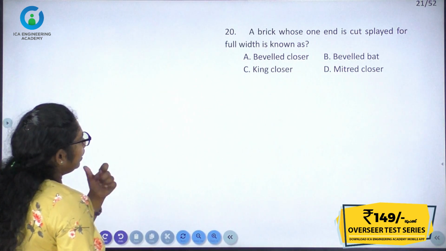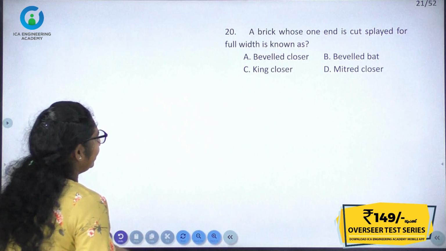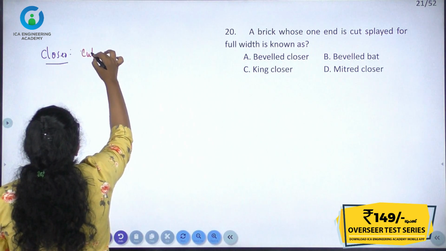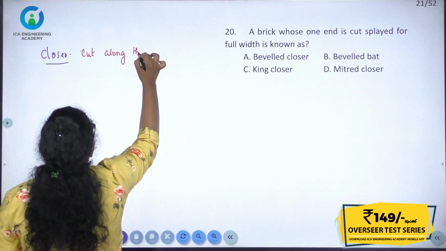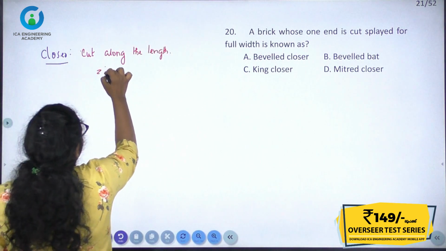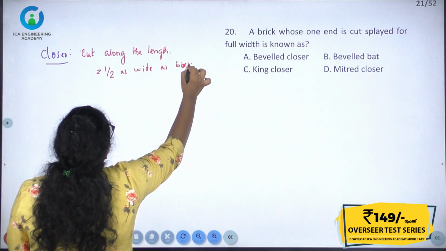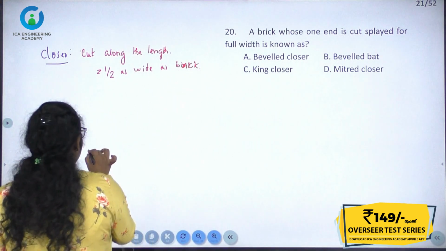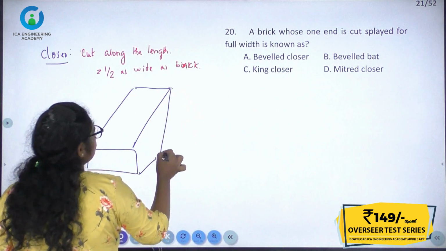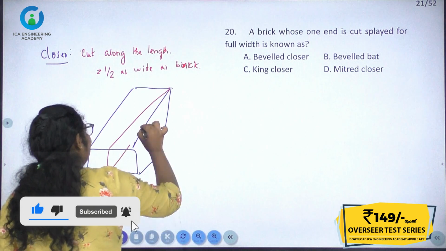Next: a brick whose one end is cut splayed for full width is known as what? Closer means a brick cut along the length, which is called a half as wide. Here, this is a brick, and one end is cut splayed, that is, cut inclined.